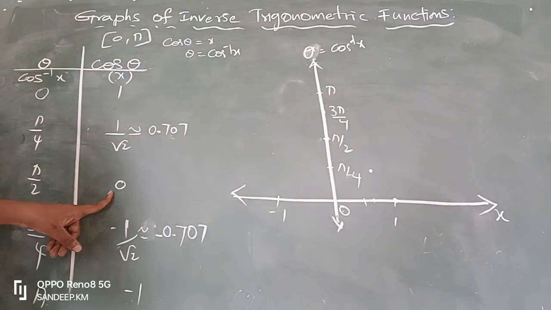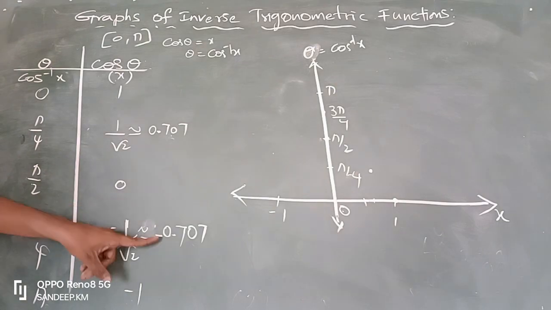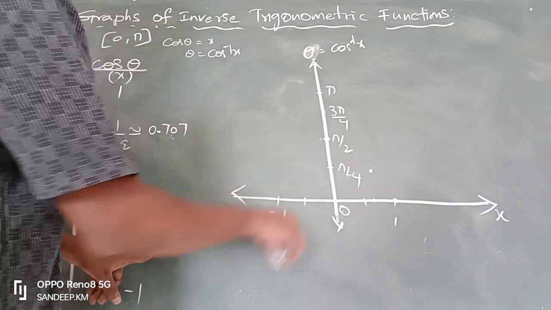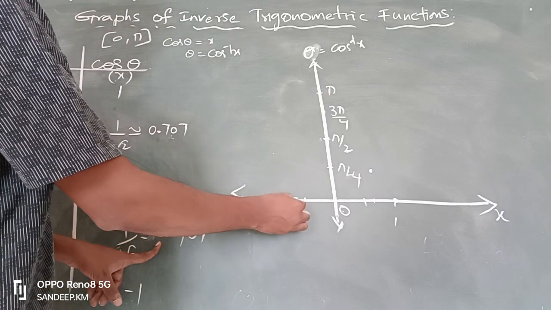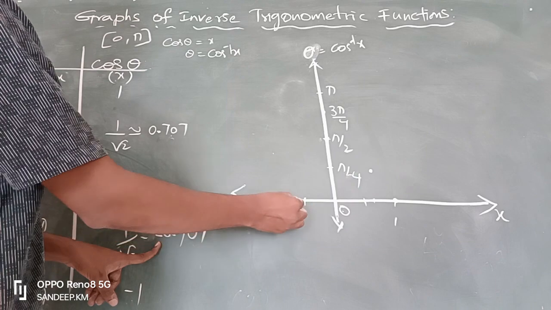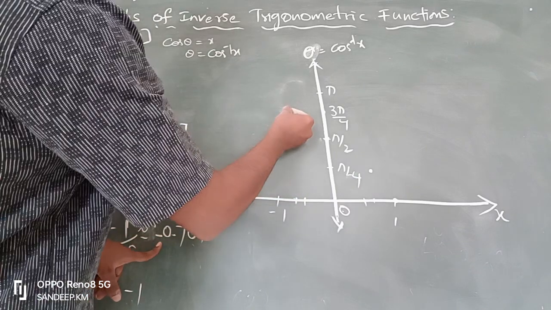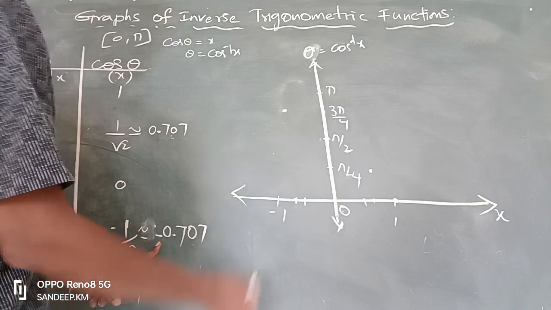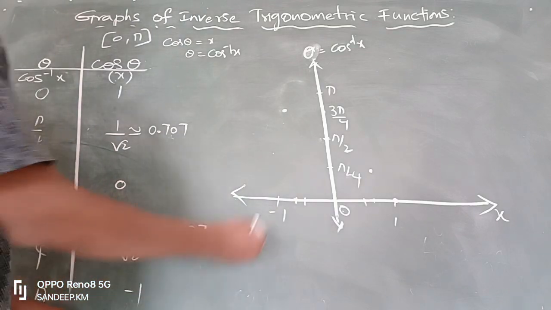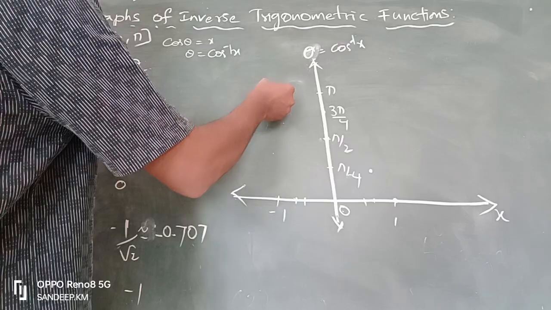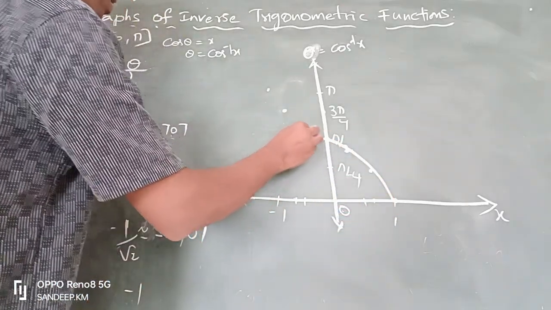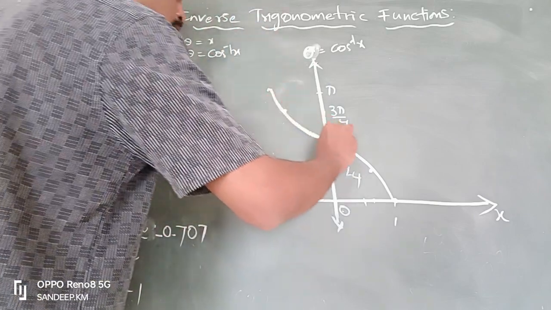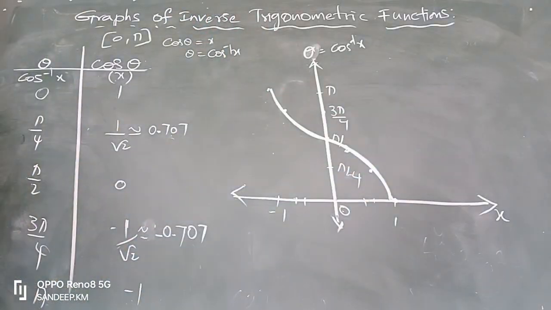Next, when input is minus 0.707, approximately, the output is 3 pi by 4. And when input is minus 1, the output will be pi. So joining these graph points, this is the graph of y is equal to cos inverse x.